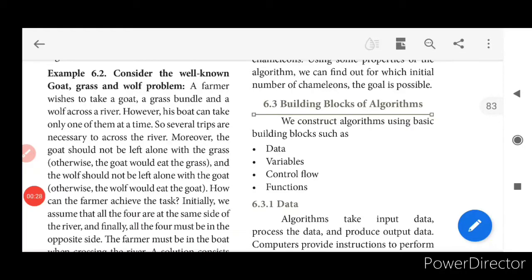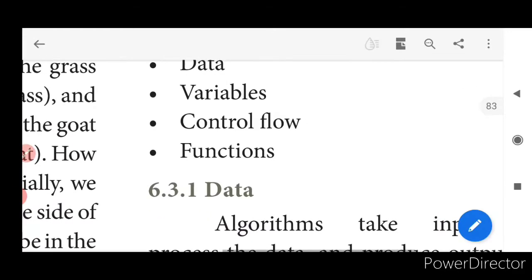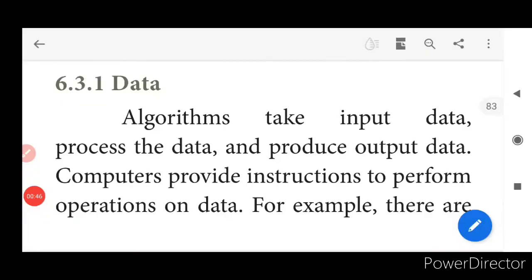Building blocks of algorithm. See, we construct an algorithm based on these things only. What are they? Data, variables, control flow, functions. So what is data? We already know what data is, isn't it? Tell me, what is data? Algorithms can take input data, process the data, and produce output data. Computers provide instructions to perform operations on data.